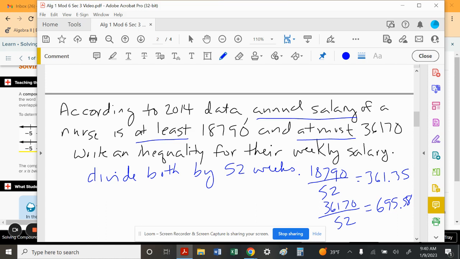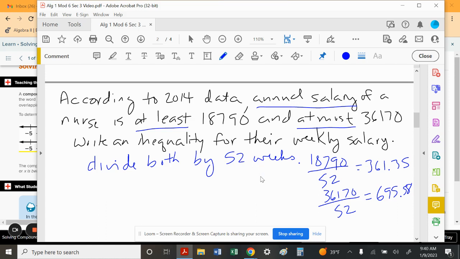And all we're doing is writing the inequality. We don't have to do anything else. So at the very least, they make this much. At the very most, they make this much, which means it must be in between those two numbers. So then we have 361.35 is less than or equal to X, their salary, less than or equal to 695.58. And that would be our final answer. And that's how we deal with the ands.